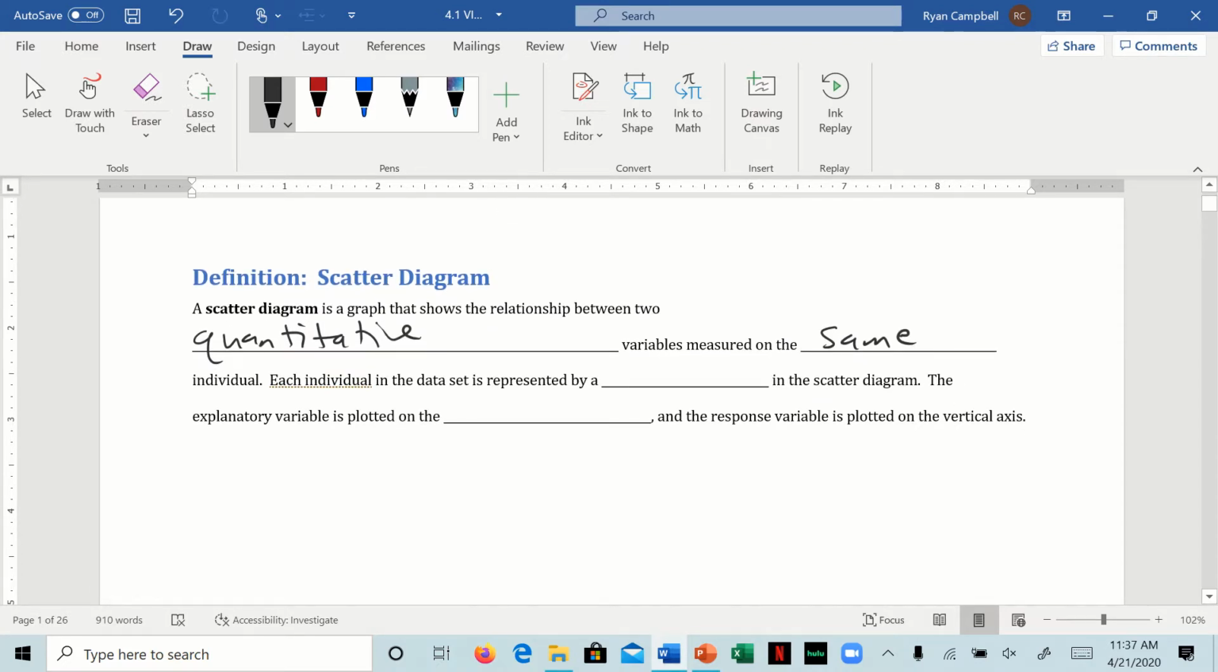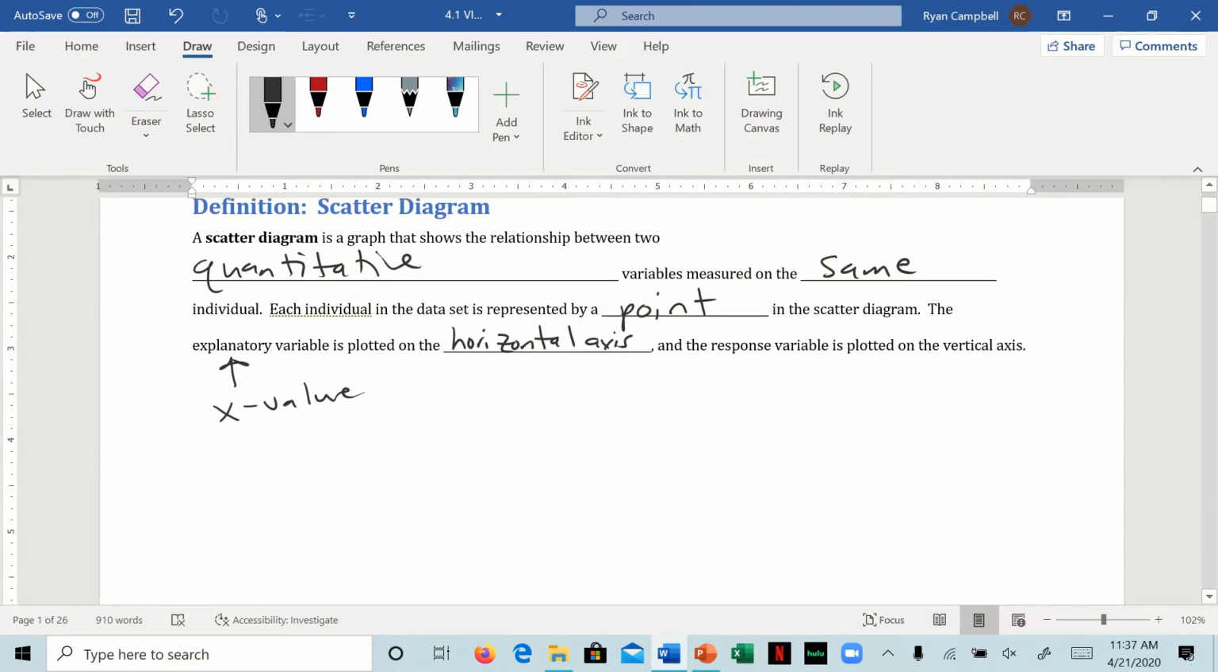Each individual in this data set is represented by a point in the scatter plot. We say the explanatory variable is plotted on the horizontal axis. Remember, explanatory variable, that's going to be the x values. So this should be explaining the response variable, and then the response variable, of course, will be on the vertical axis.